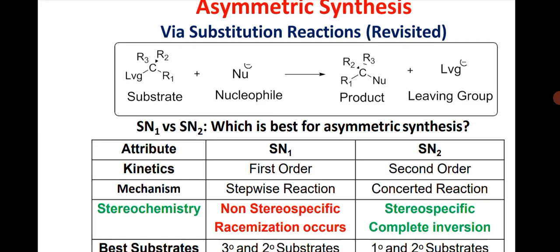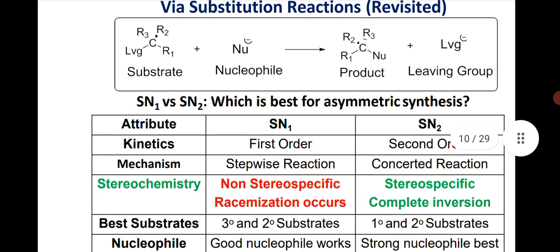Okay, so we have a question here. We have two reactions, SN1 and SN2. Which one is suitable for asymmetric synthesis and why? Which one is more suitable and why? Before answering this question, we have to compare these two reaction mechanisms or reaction features so that we will be able to answer it.